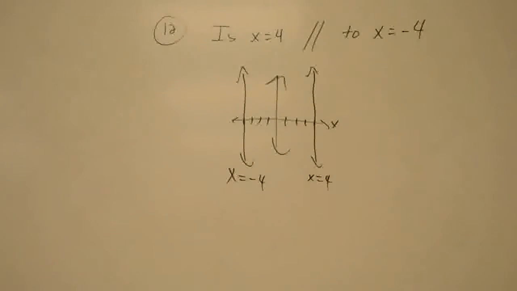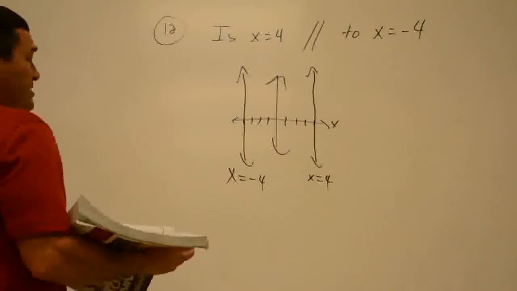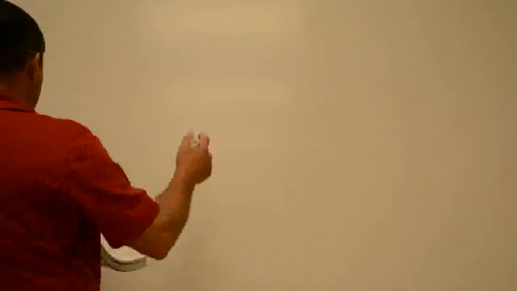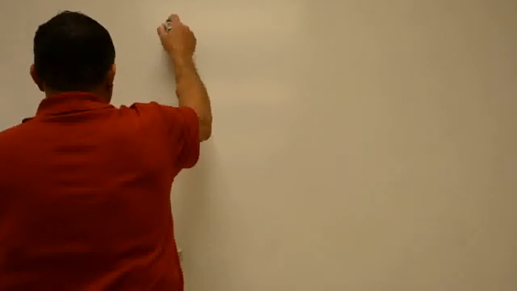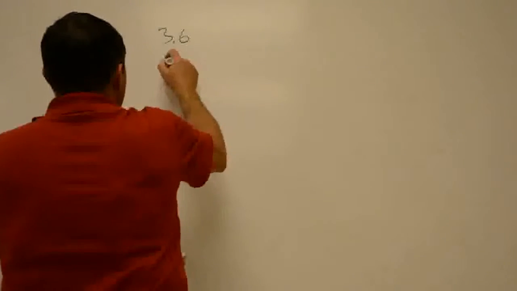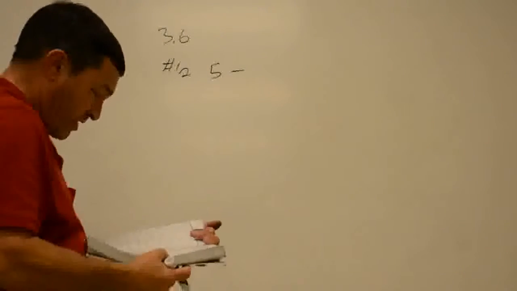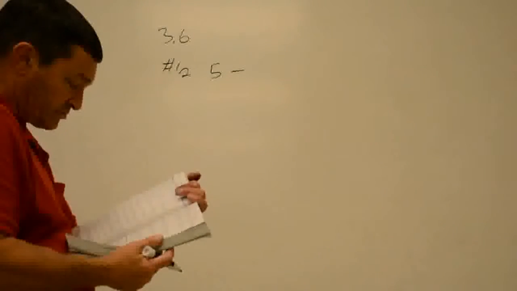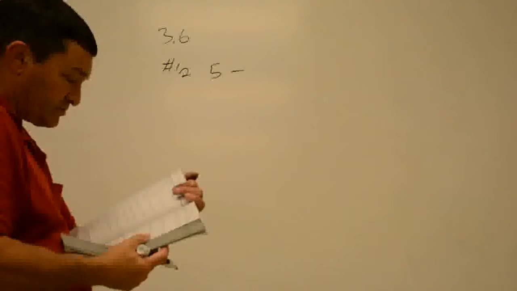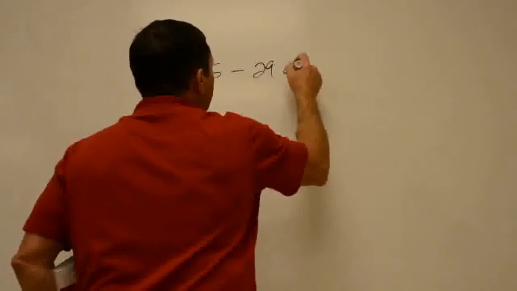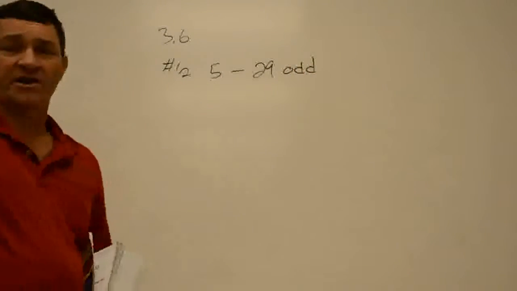Okay, I'll have this on the website, but let's have you all do the following problems for homework, and have this ready to go when you come to class on Wednesday, the 5th. On section 3.6, let's do numbers 5 through 29 odd in our text. So that'll be your homework.